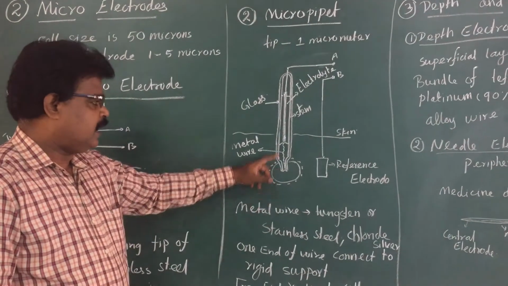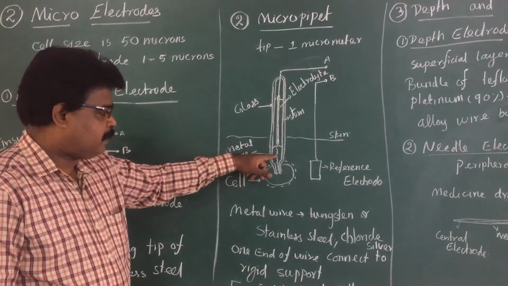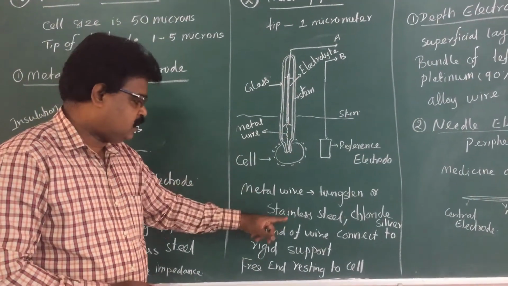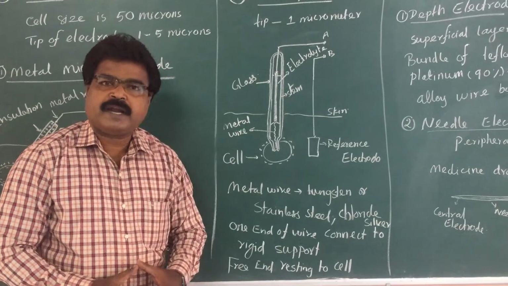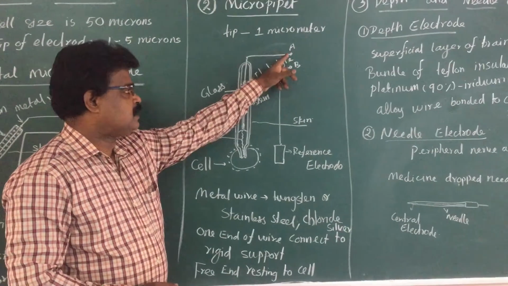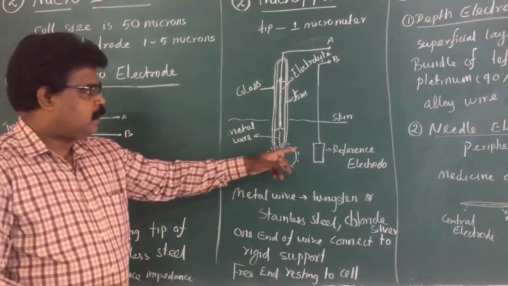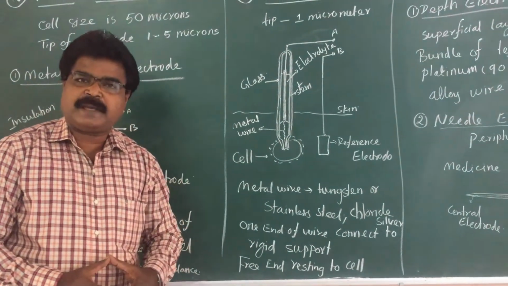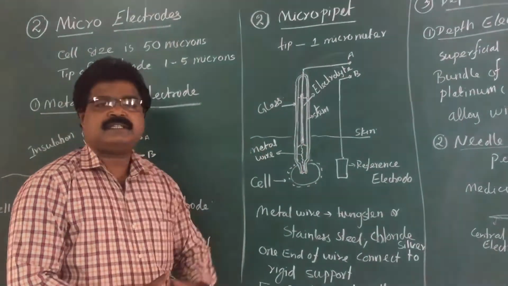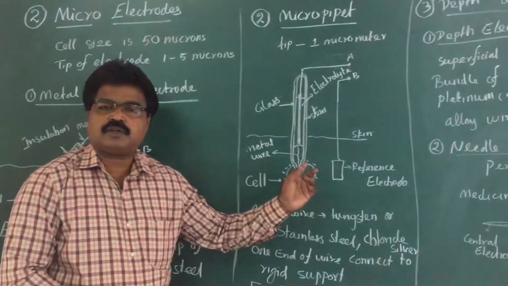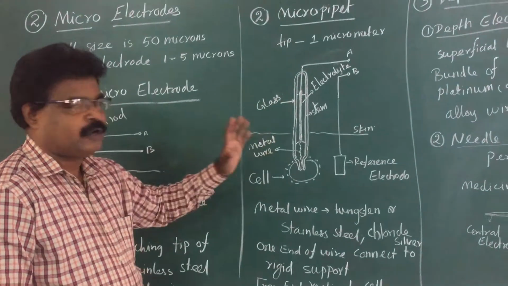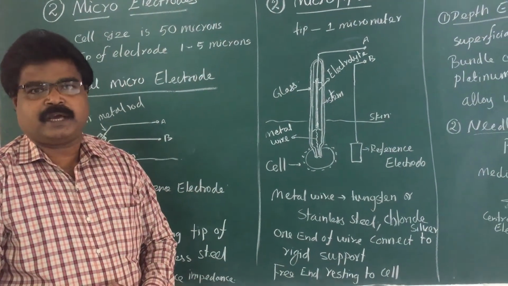So this is the cell and this is the skin. This is the metal wire, made up of tungsten or stainless steel, silver chloride. One end is supported on the rigid support, and that will act as terminal A. Terminal B is called the reference electrode, and it is placed outside the cell. The free end of the electrode will rest on the cell to pick up the signal. So this is about the micropipette or glass microelectrode.